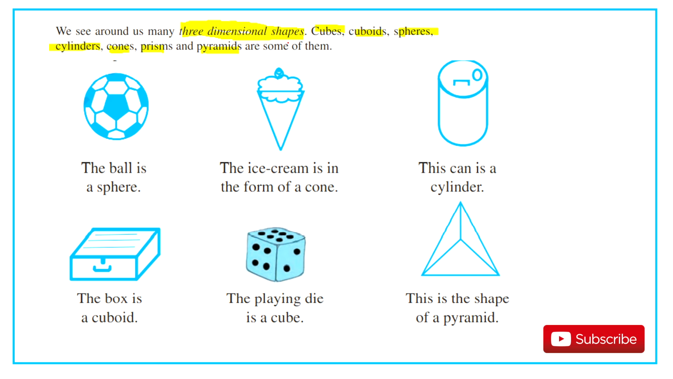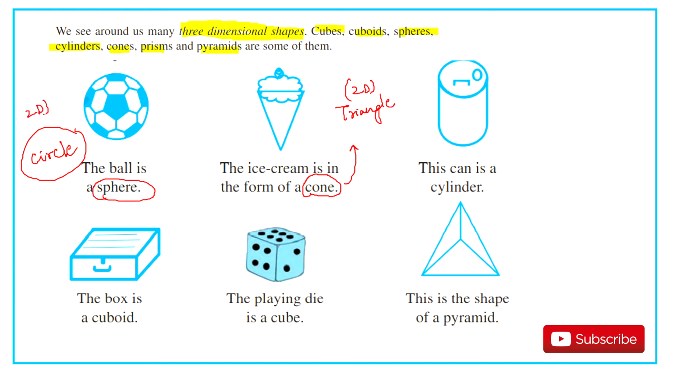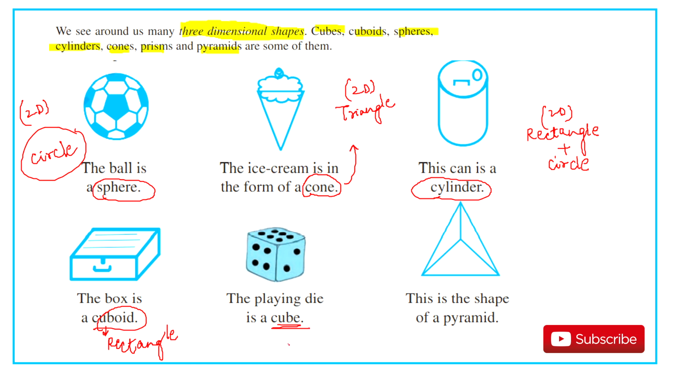If I talk about sphere, as you can see, sphere is made up of circle. Cone is made up of triangle. So you should know these are the 2D shapes which I am writing, and the examples are given in 3D shapes. Cylinder is made up of a rectangle plus circle. Yes, so this is the 2D shape of cylinder. Coming to cuboid, this is made up of rectangle. Coming to cube, this is made up of square. You should please write it down. This is a very, very important point for all of you to understand in depth.